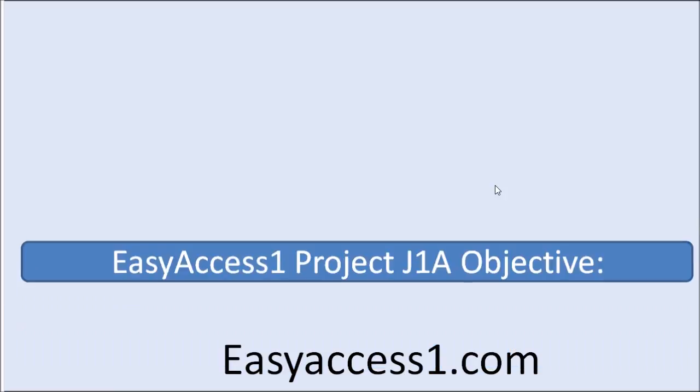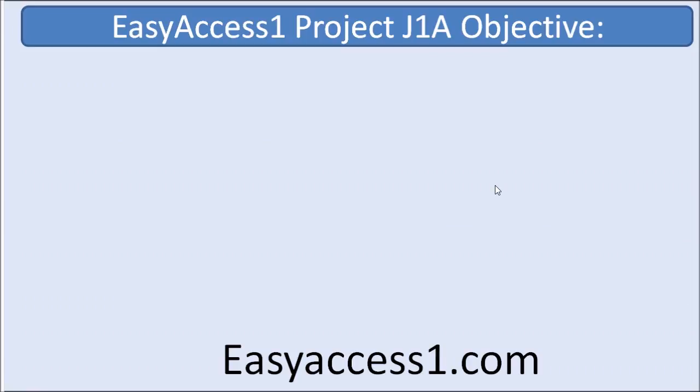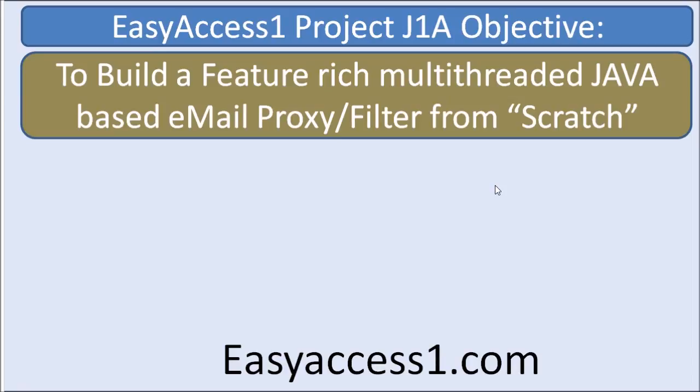Welcome to the Easy Access 1 Java tutorial series. This is Project J1A. Project J1A is going to be a Java-based email web proxy filter. From the beginning of this tutorial to the end, you will go through an entire build of an end-user product that one might use in a corporate environment. I'm going to build this from scratch.